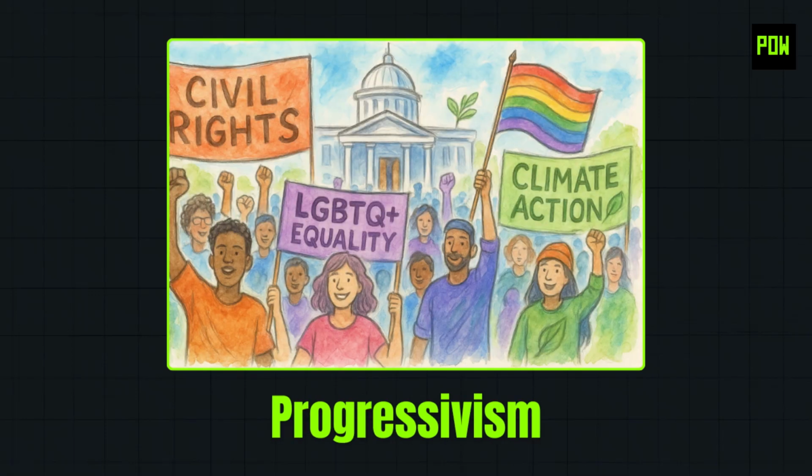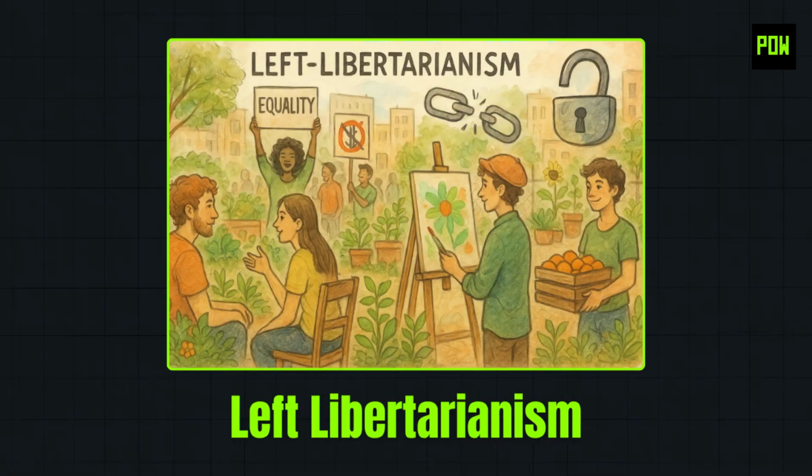6. Progressivism. Progressives push for reforms like better civil rights, LGBTQ+ rights, and climate action. They work within democratic systems to make change. 7. Left libertarianism. Left libertarians value personal freedom but are also critical of capitalism. They want a free society that also focuses on equality and anti-corporate power.